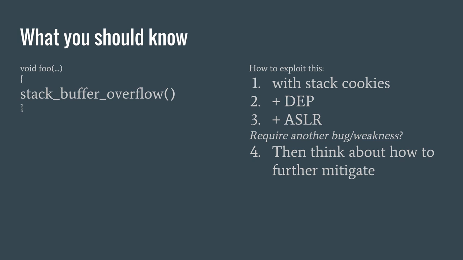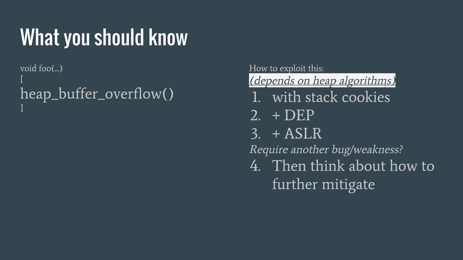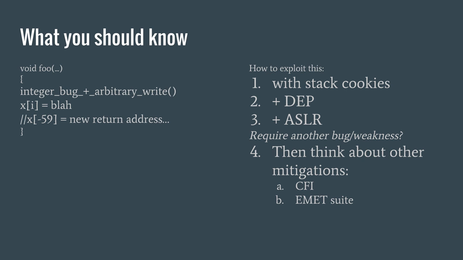You should understand when you need to use another bug or weakness, and you should understand this process for heap buffer overflow. Obviously, stack cookies should not really affect your heap buffer overflow. You should understand how to exploit integer bugs that lead to an arbitrary write under various mitigations.